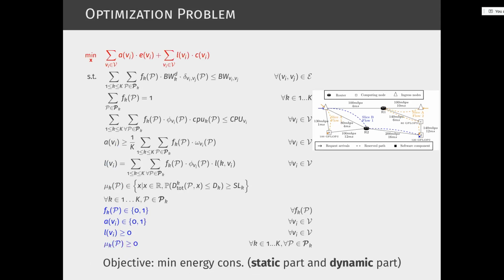So I will now go through the objective function. It has two parts: the static part of the energy, which is the cost you have to pay for turning on the node, and the dynamic part. The static part is the amount of energy that's consumed when you turn on a node. And the dynamic part is the amount of energy consumed that depends on the load on the node. So that's why there's the ratio here.